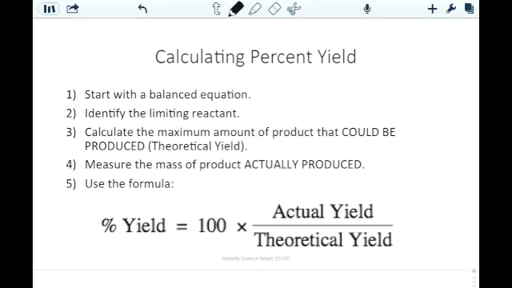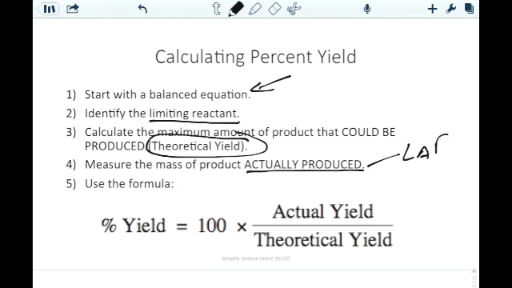So when we're calculating percent yield, this is how we do it. We start with the balanced equation because, yes, this is stoichiometry. Always starts with a balanced chemical equation. We identify the limiting reactant and calculate the maximum amount of product that can be produced, which is the theoretical yield. We measure the mass of the product that's actually produced. Okay, I would say that this is done in the lab. So you're actually recovering it. It's actually sitting in front of you. You actually put it on a balance.